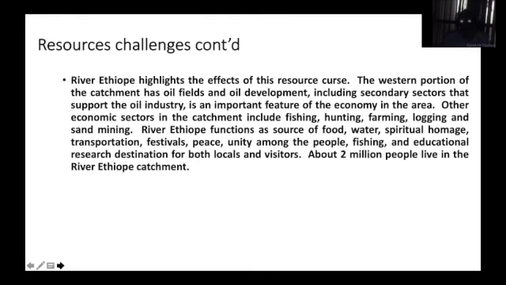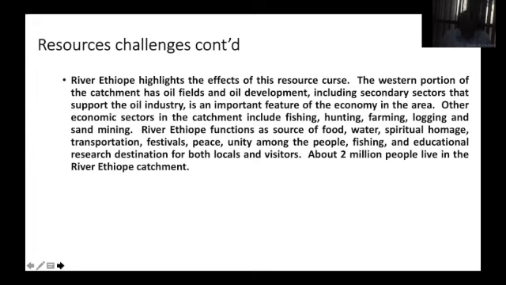So River Ethiop demonstrates typical evidence of what is happening in the Niger Delta region of Nigeria. The western part of the river catchment is dominated by oil and gas facilities. And other economic activities you can easily find in the area include research and development, hunting, farming, fishing, and sand mining, illegally promoted by state actors.